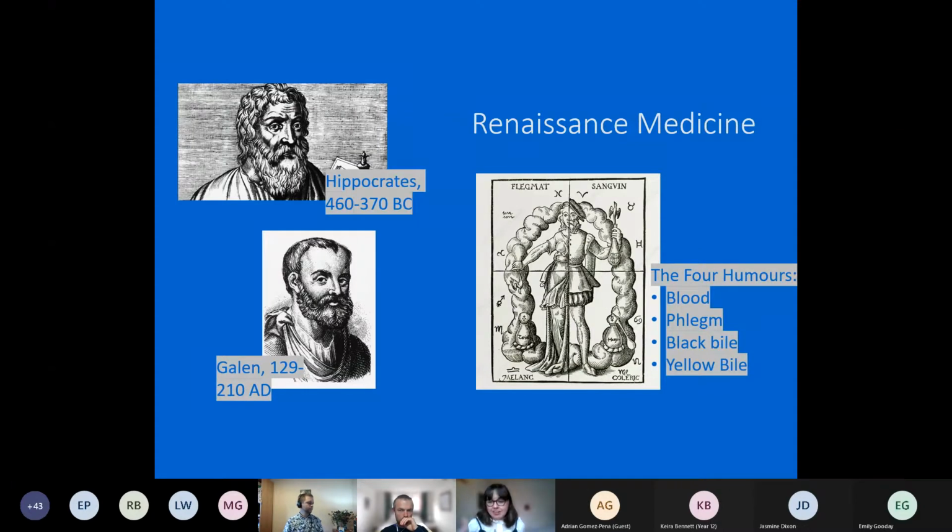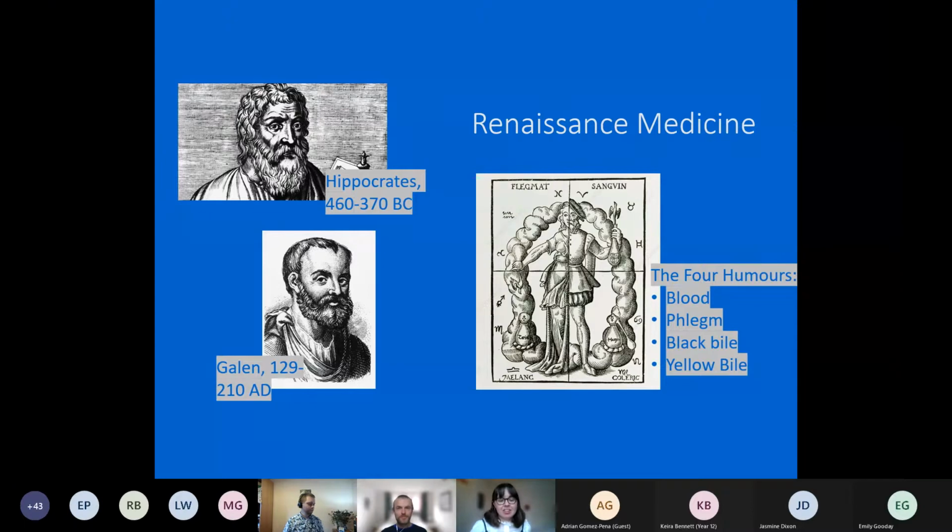And also, the idea of the four humours lasted for a really long time. It was completely prominent during the medieval period, and even during the beginning of the Renaissance period, there was a real belief that that was what was going on inside the body. But nowadays, our understanding is completely different from that.